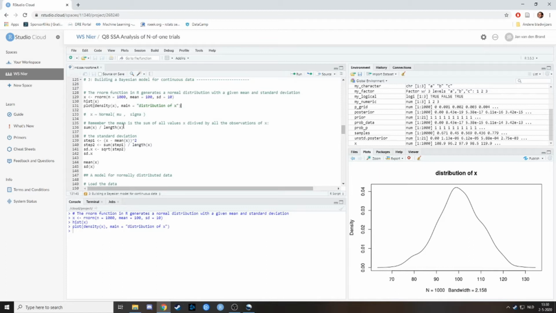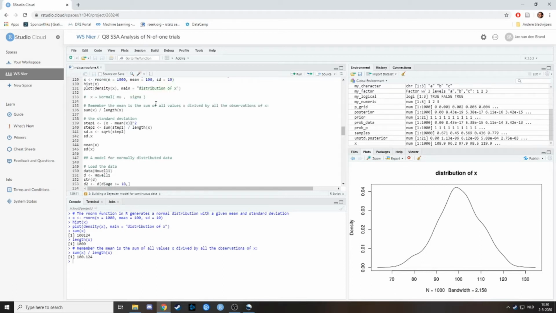Now, from your high school math, you may remember that the mean is actually the sum of all the values of x in this case divided by all the observations of x. And in our code, this would be the sum of x, which is slightly over 10,000, and the length of x, which is 1,000. So if we have the division of both, we get 100 and a tiny bit and a fraction, so close to 100.